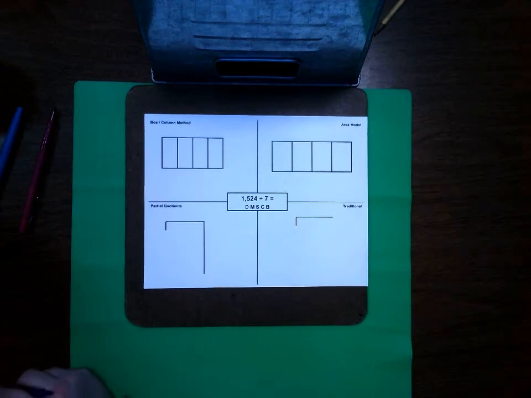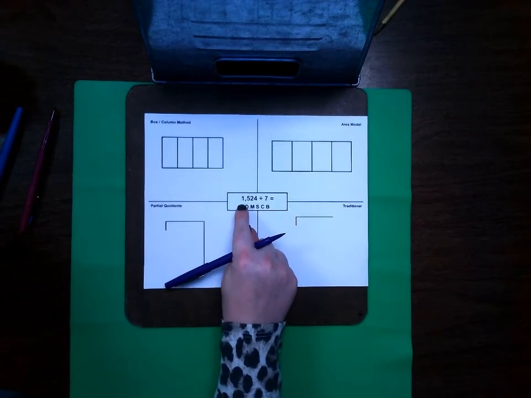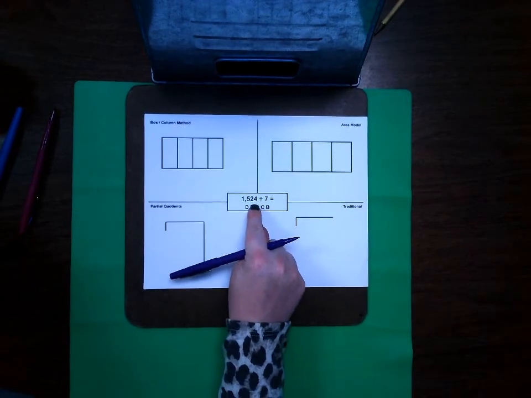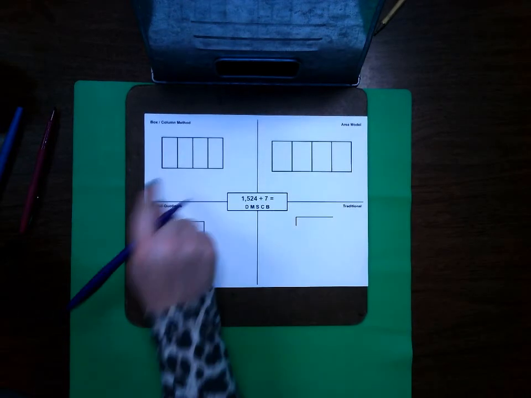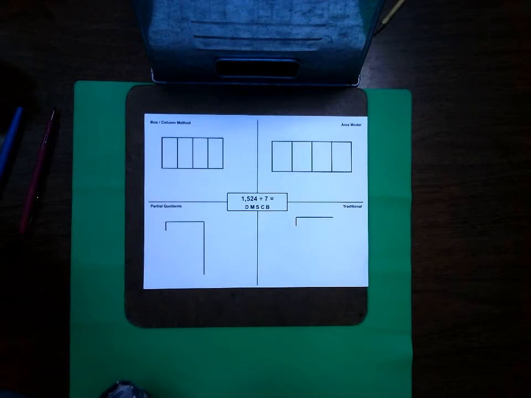Alright students, in this video we are going to be working on the problem 1524 divided by 7. So go ahead and find this paper and we will get started. As usual, we're going to start with the box or column method first.